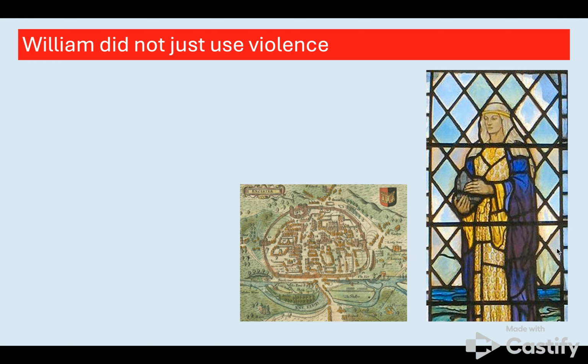Now, what about the other side of the argument? If we want to show this side, and remember, you always need to show both sides of an argument in all of your essay questions, people could argue that William did not just use violence. Okay, so remember, no one's saying that he didn't ever get violent. This argument is saying actually violence isn't the most important and isn't the only strategy William had.